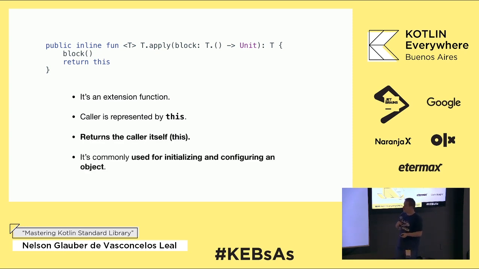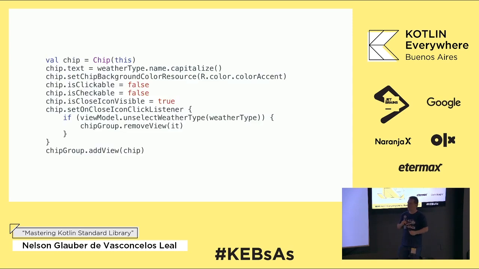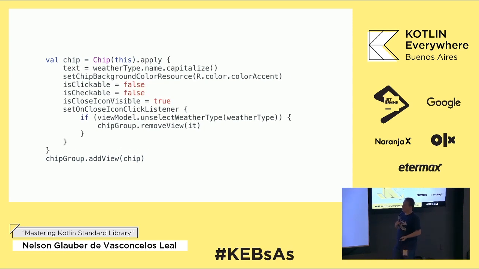And it's commonly used for initializing and configuring an object. Okay? So imagine this sample here. Chip is just a UI component for Android. But as you can see here, I have a lot of properties that I'm setting to the chip. Okay? So I have this replication here. Chip dot, chip dot, chip dot. So you can replace this code using apply.